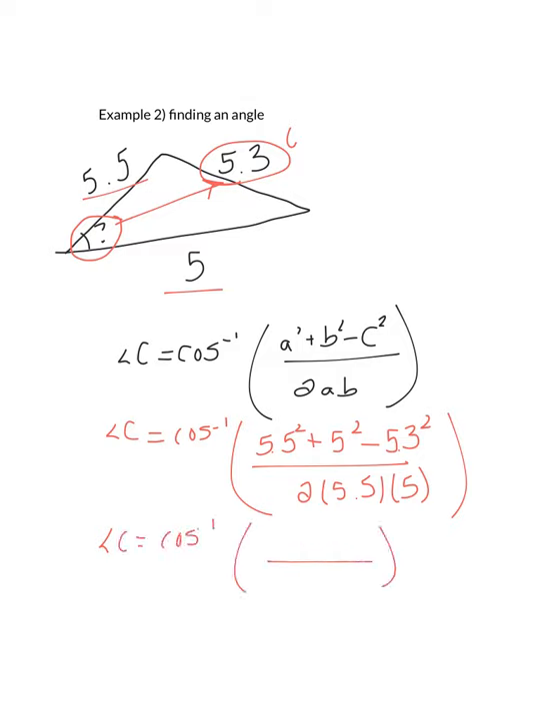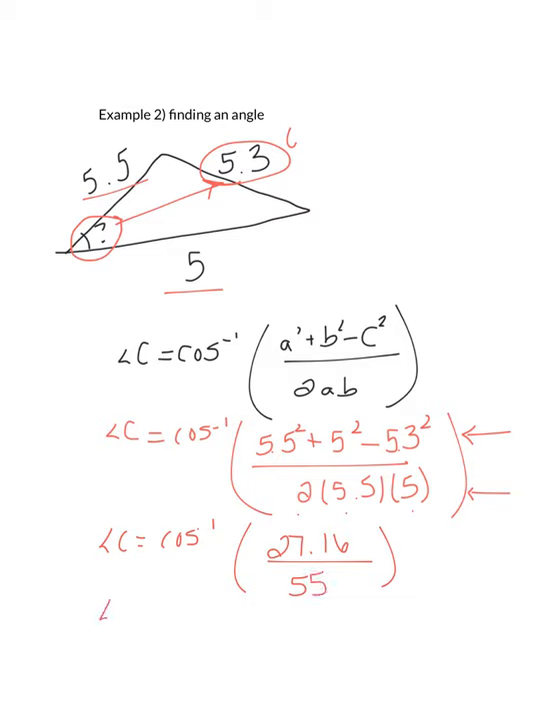Now when you're doing these on your calculator, I do want you to do the top first and get an answer, and then the bottom and get an answer. When students try and do this all on one line on their calculator, 99% of the time they get it wrong. So please just take your time and do top and then bottom. So on the top, 5.5 squared plus 5 squared minus 5.3 squared, we are going to be getting 27.16 divided by 2 times 5.5 times 5, which is 55.